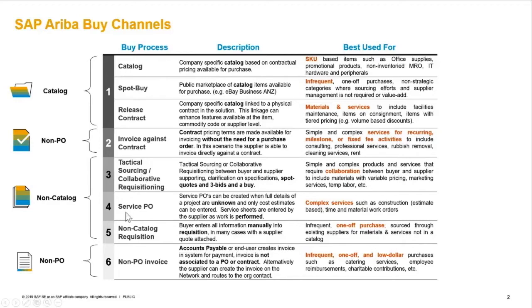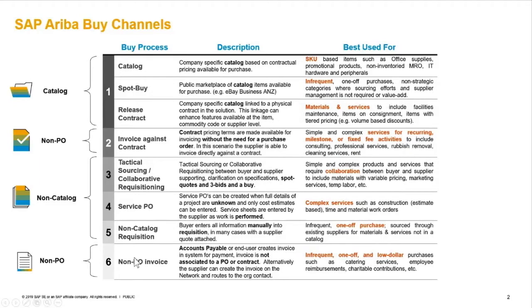That's channel number 3. Channel number 4 is for service type related ordering, where this could have a service entry sheet against it. And service entry sheet is in lieu of receiving, where material orders will have receiving, service entry sheet will be instead of this receiving on a service PO. The 5th channel is a non-catalog requisition. So this is an ad hoc procurement.